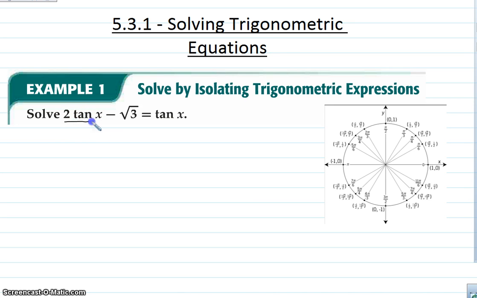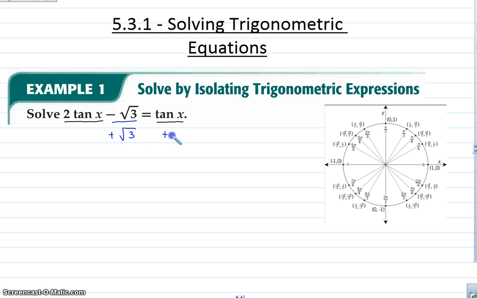This 2 tangent x is all one term, and it's just like this expression on the other side of the equation, this tangent x. So we can actually combine those terms together. The negative square root of 3, that's a different type of term. We're not going to be able to combine that with the other two, so we're going to have to move it to the other side of the equation. So that's going to be my first step. I'm going to add the square root of 3 over.